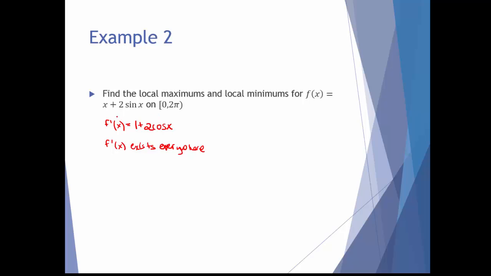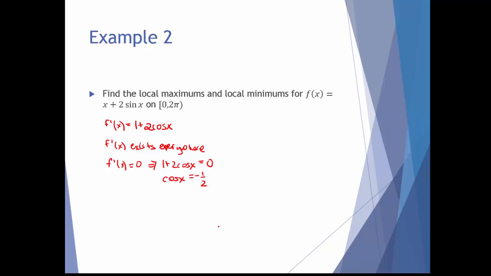So we don't worry about picking up critical numbers from where it doesn't exist. So we do pick up critical numbers from where it equals 0. So the derivative equals 0 when 1 plus 2 cosine x equals 0, which says that cosine x, when we subtract the 1 and divide by 2, is going to be equal to -1/2.